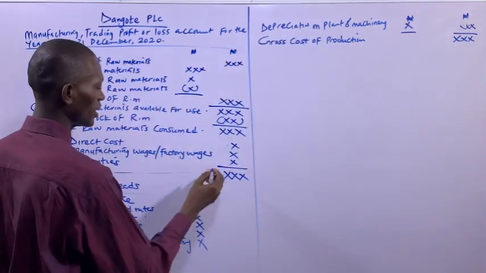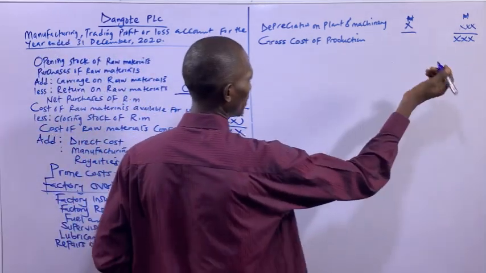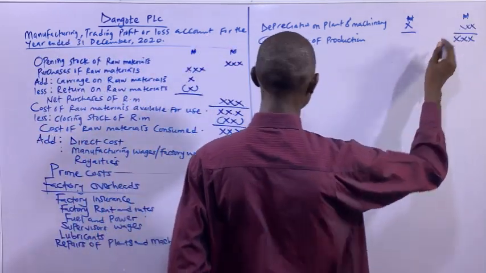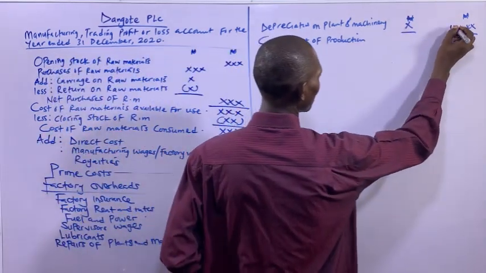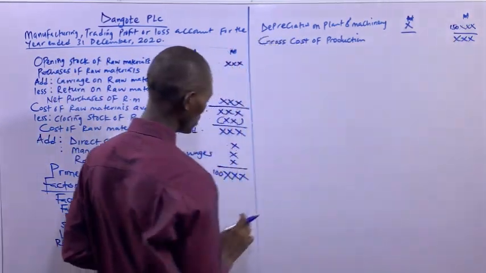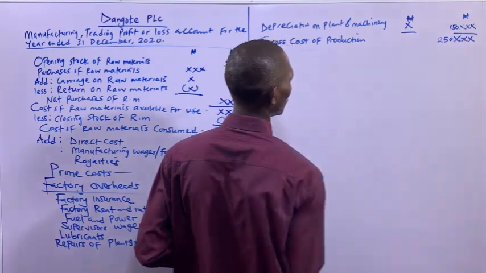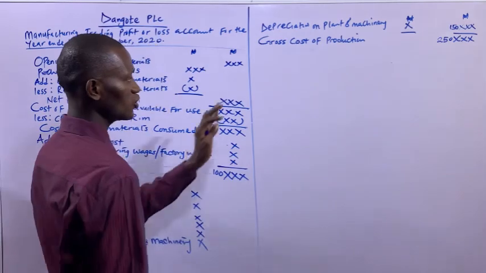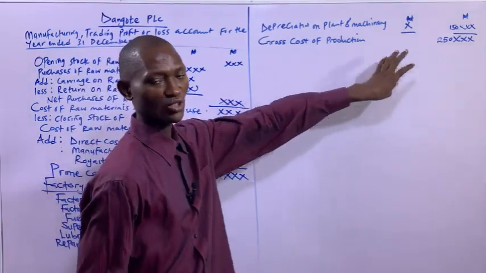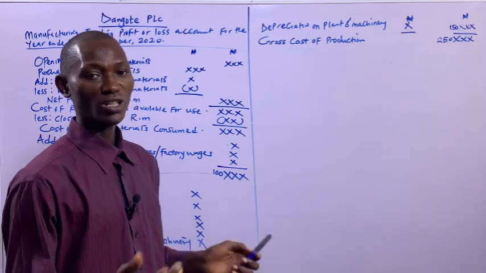So let's say our prime cost is 100. Then our factory overheads total, after adding all this and this, let's say is 150. So 150 plus 100 gives us 250. So this is what we have. Then this gross cost of production should have been our cost of production, but because in a manufacturing concern, we always have work in progress.